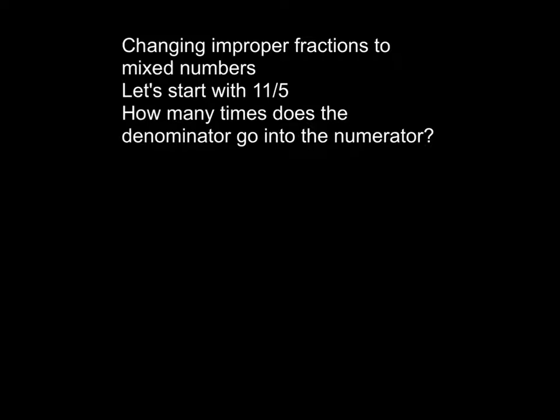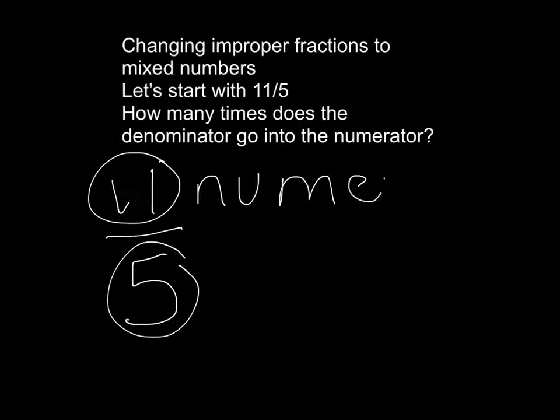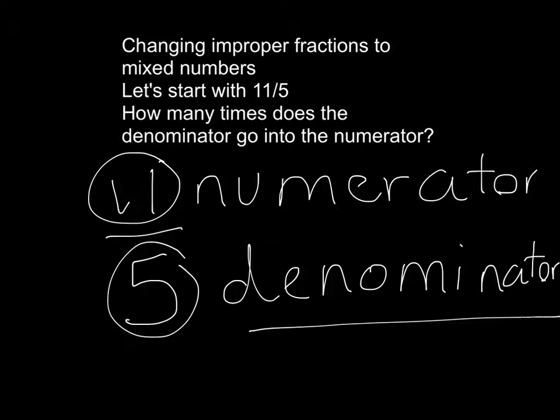Hello, today we're going to look at changing improper fractions to mixed numbers. Let's start with 11 fifths. We know that 11 fifths is an improper fraction because 11 is larger than 5. 11 is the numerator, and the fifth or 5 is the denominator. So we have to find out how many times the denominator goes into the numerator.